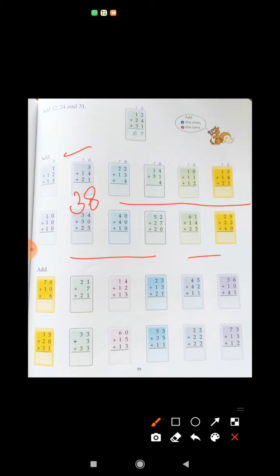These two also, I am telling. First you add the ones. 1 plus 4 is 5. 5 plus 3 is 8. Now add the tens. 6 plus 1 is 7. 7 plus 2 is 9.